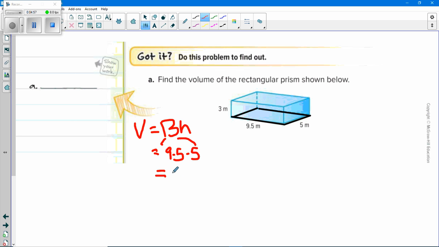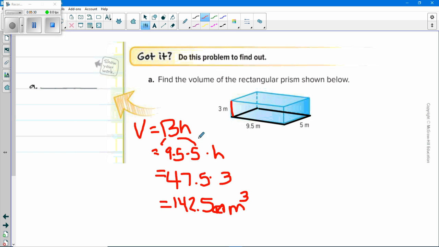that's going to be 47.5, and now we have to multiply that by the height, which is 3, so multiply that by 3, and we end up with 142.5 cubic meters. I didn't take a look at that. So I think you've done volume of rectangular prisms most of your life, so it shouldn't be too rough.